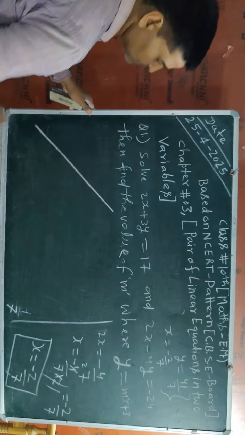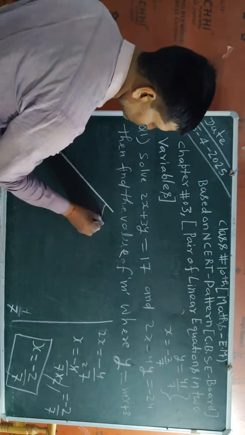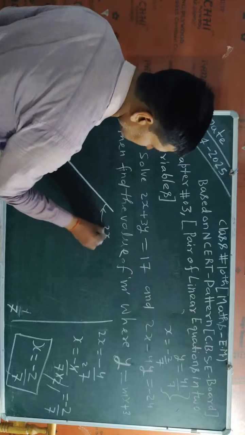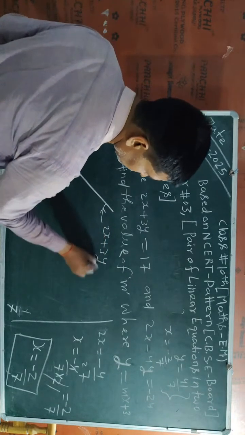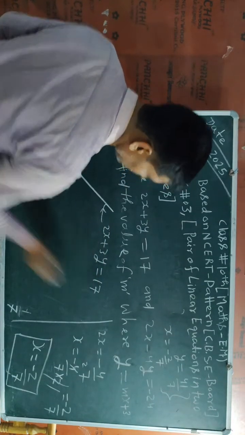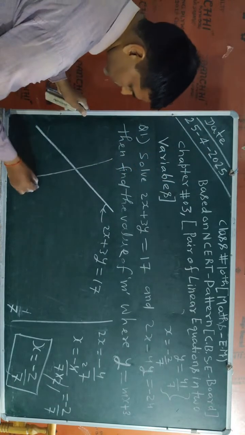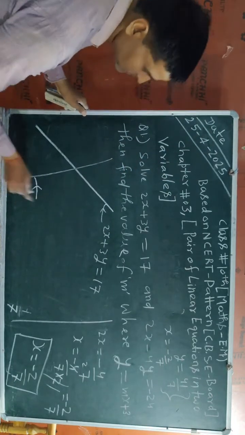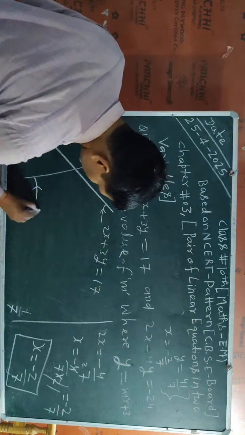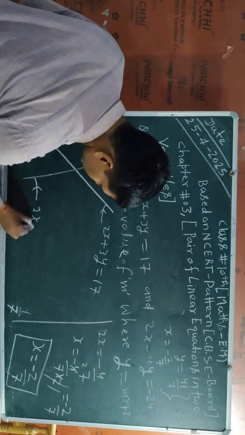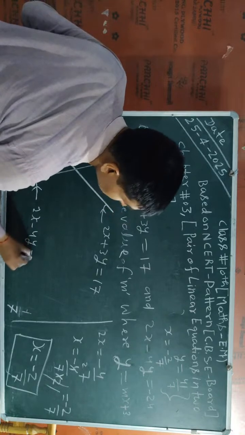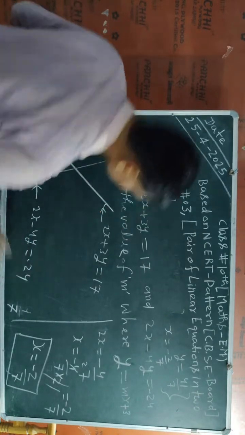One line is going like this. This is the line 2x plus 3y equal to 17. And the other line is also available. This line is 2x minus 4y equal to minus 24.